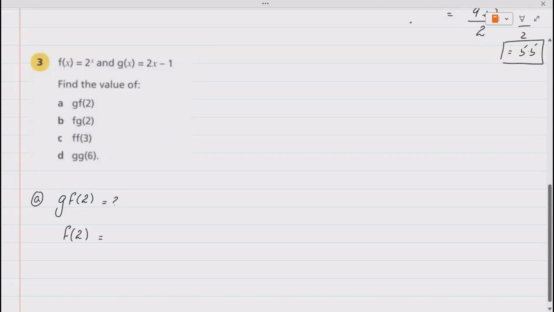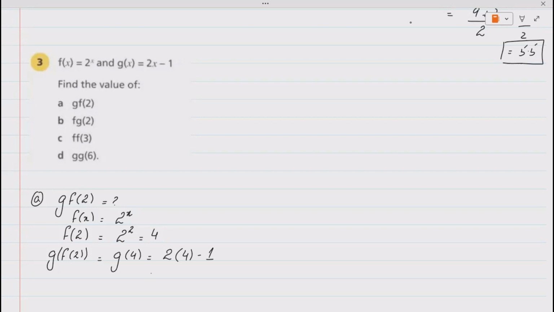So f of 2 is, since f of x is 2 raised to the power x, f of 2 is 2 to the power 2. So we write 2 in place of x, 2 to the power 2 is 4. Now g of f of 2 means g of 4, since f of 2 is 4. g of x is 2x minus 1, so g of 4 is 2 times 4 minus 1, so it is 8 minus 1, which is 7.